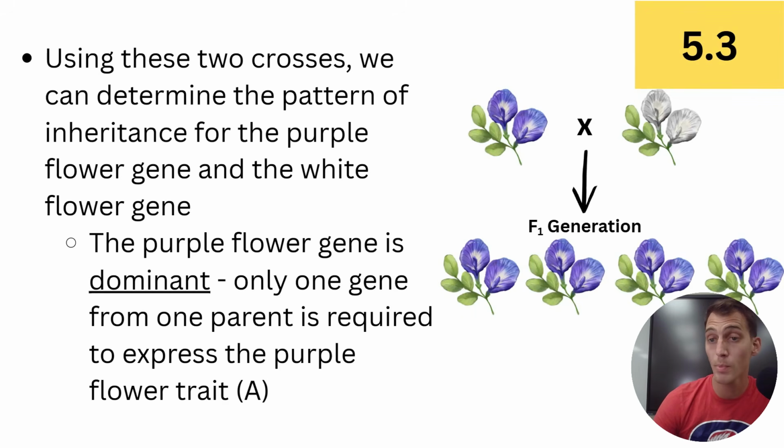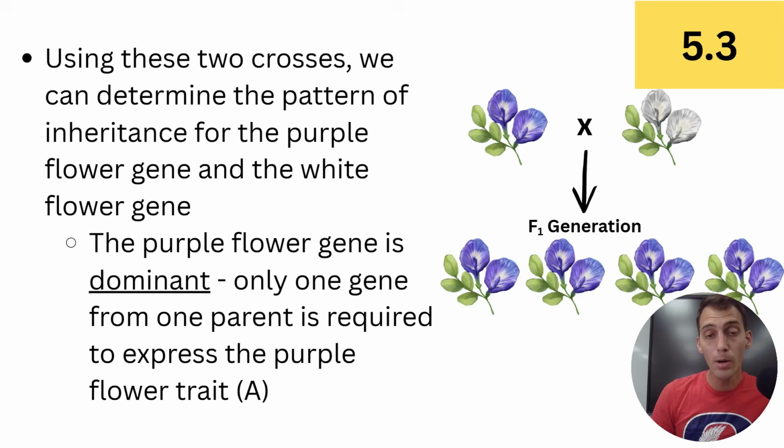All right, what we spoke about before is that everybody has 2 copies of every gene, right? But sometimes some of those genes take priority over the other kind. Okay, they dominate the other one. In other terms. Okay, but as I put up here, using these 2 crosses, we can determine the pattern of inheritance for the purple flower gene and the white flower gene.